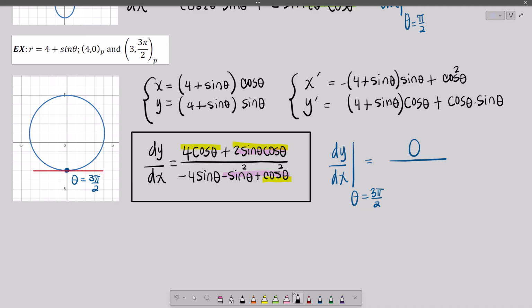Let's then focus on what's left in the denominator. So sine of 3 pi over 2 is negative 1. So negative 1 times negative 4 is 4. And then here, again, sine is negative 1. We square it, we get positive 1, but we have a minus there. So we're going to end up with 0 divided by 3, which is 0. So we're getting what we expected to get.